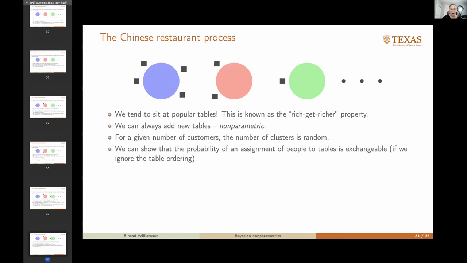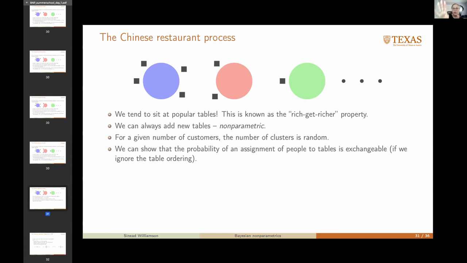And we can also show that this behaves similarly to the urn schemes that we had before, right? Just as before, it is going to be exchangeable. The order doesn't matter. So we can use a lot of our inference tricks that have been developed for the Dirichlet distribution in this setting.